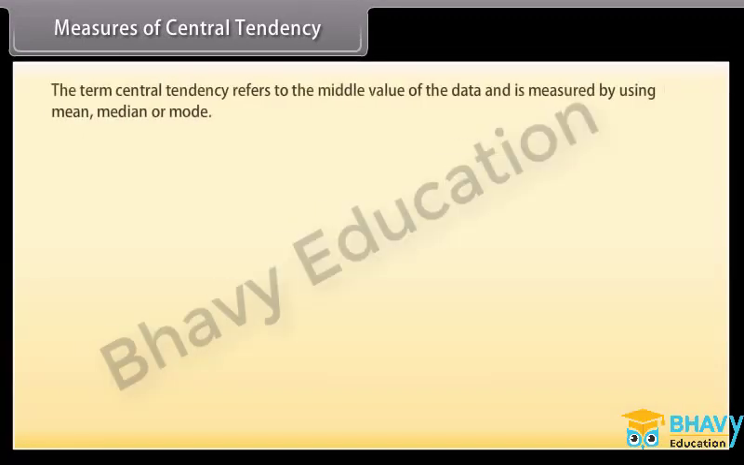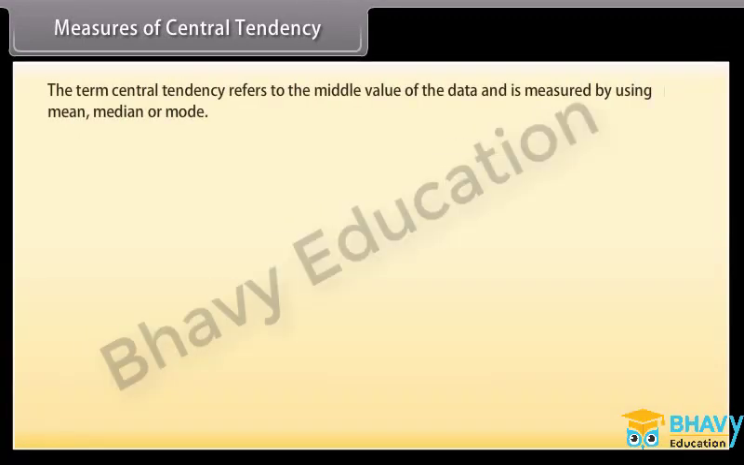Measures of central tendency. The term central tendency refers to the middle value or a typical value of the data and is measured by using mean, median or mode. Let's go through them one by one.